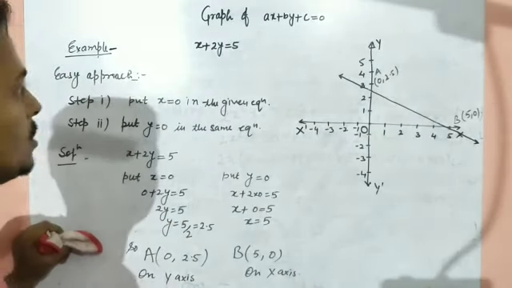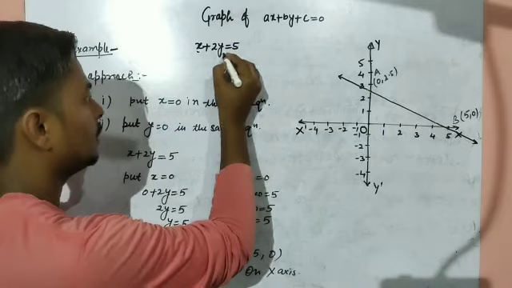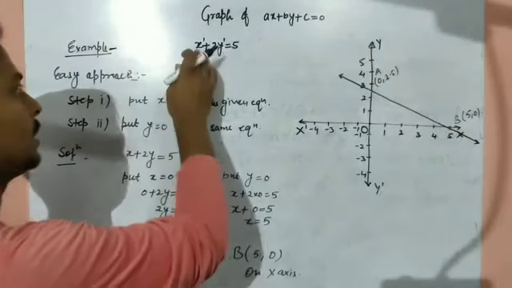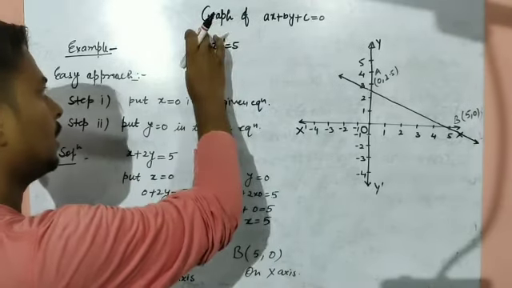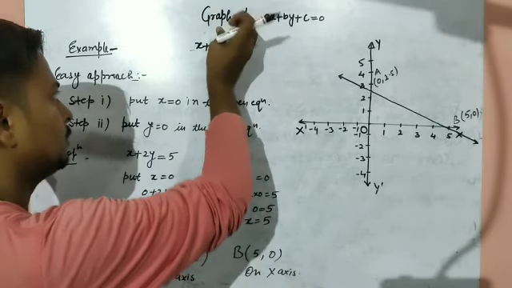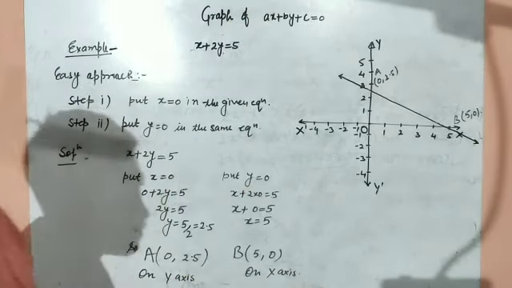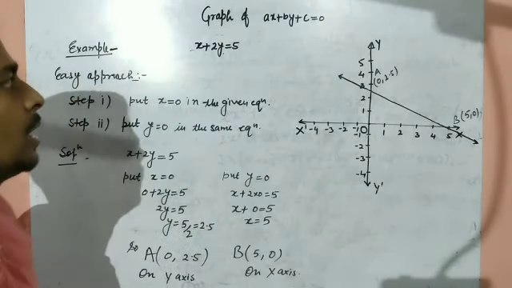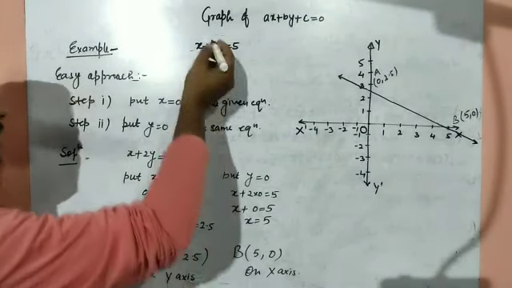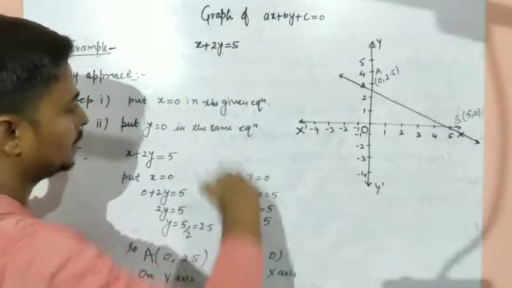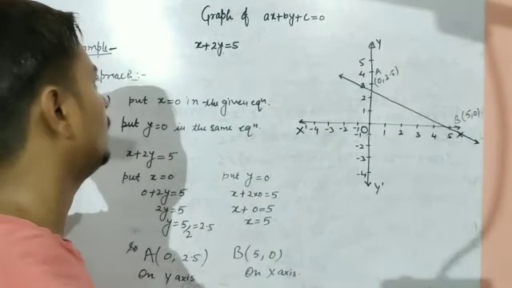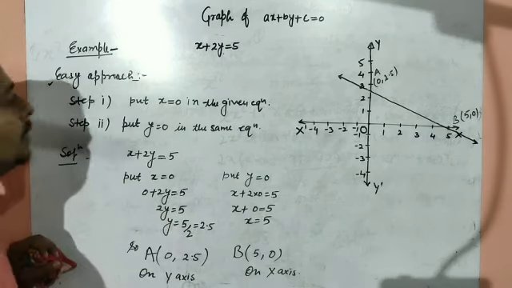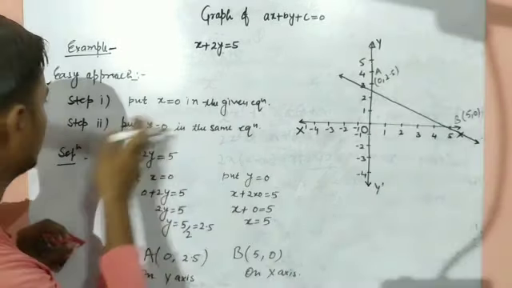This is a linear equation because there are two variables and the power of both is 1. So this is a linear equation in two variables, and we know the basic concept, that this will always represent a straight line. So here we will check how we can approach drawing the line. One easy approach I am discussing here.